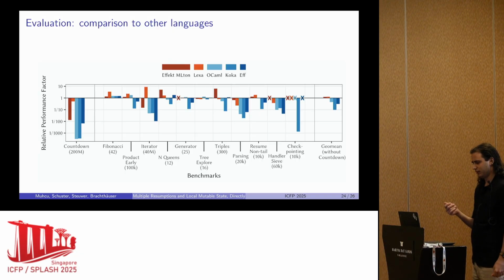On this plot, you can see the relative performance of the other languages normalized to the performance of Effekt. Bars that go up are faster than Effekt, and bars that go down are slower. You can see that in most cases we are pretty fast. A lot of downgoing bars here. And there's also the differentiation here between lexical and dynamic effect handlers. The lexical ones are represented here in orange and the dynamic ones in blue.